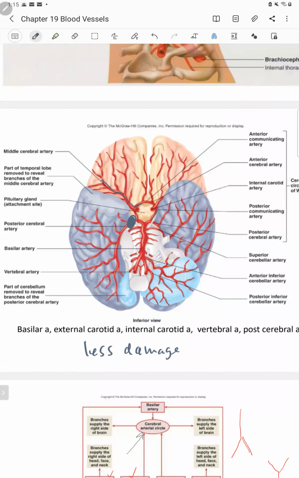So if that really was it, okay, right there, look at all of that. That would have been damaged. Okay, so the deeper and the more proximal, the worse the stroke would be.